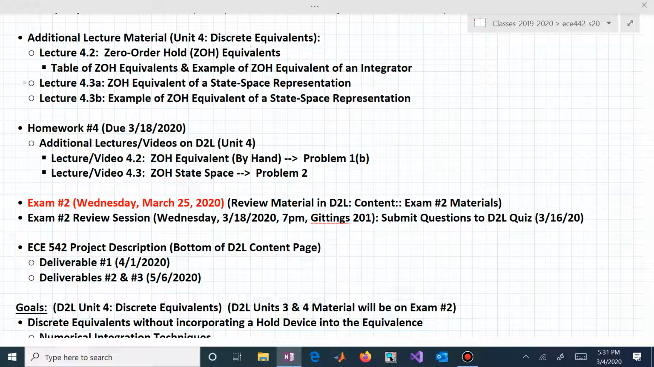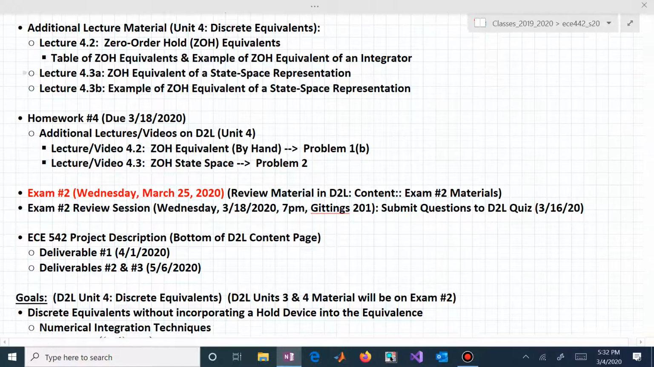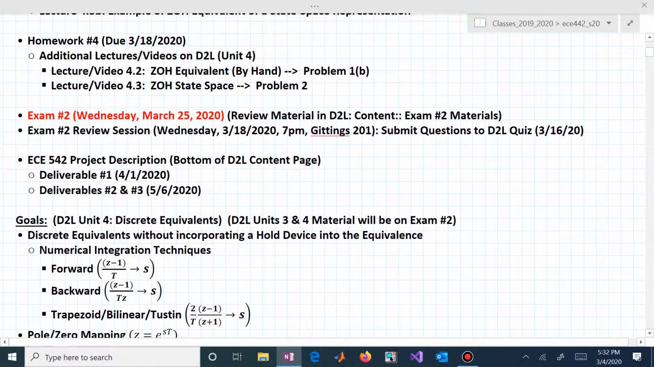Lecture 4.3 is actually split into two pieces. One piece is sort of this derivation of the zero-order hold with a state space representation. Last time we were doing it for transfer functions. Lecture 4.3 does it for a state space representation of a system, and it goes through an example. Those videos and lectures, I think the intent is to help you with the homework.